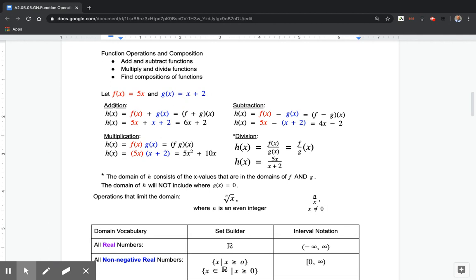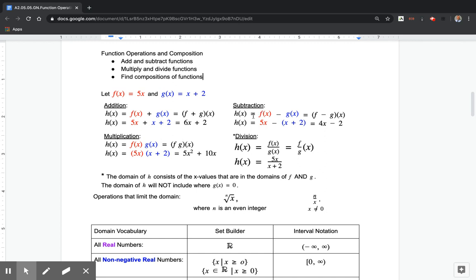So if we do addition, we say f of x plus g of x, or we can have it written like this. Basically, all we're doing is we're going to say 5x plus x plus 2, combine like terms, and we get 6x plus 2.